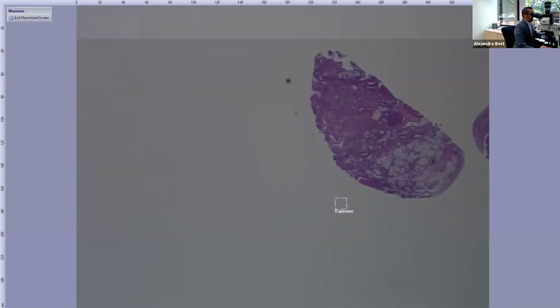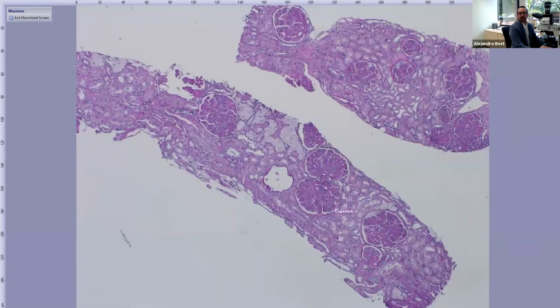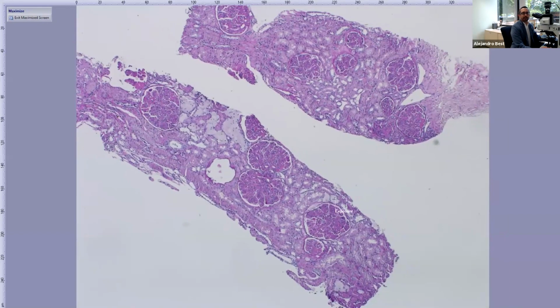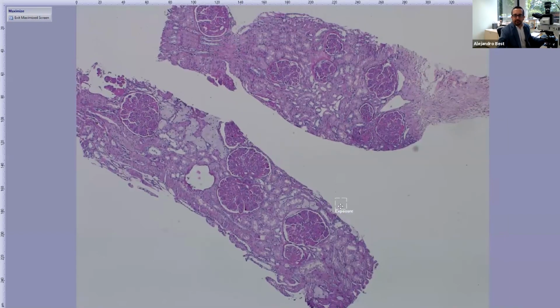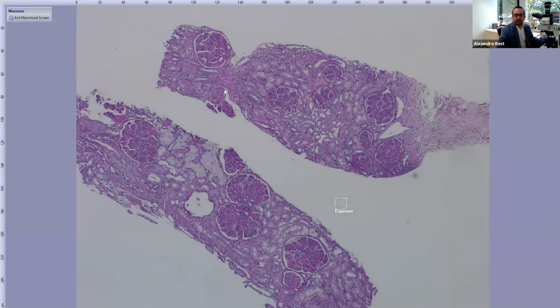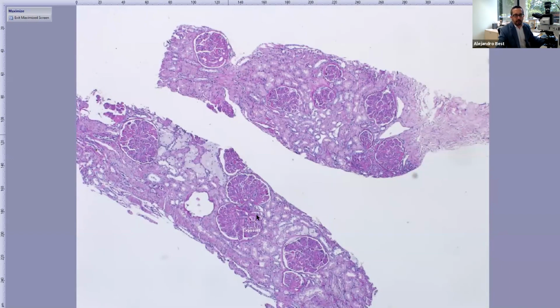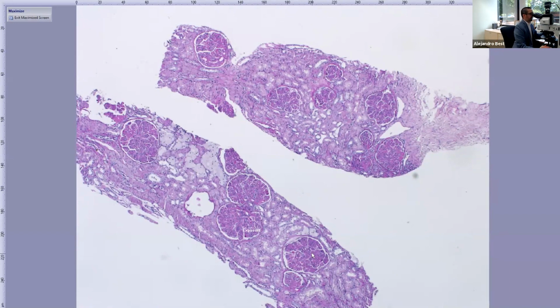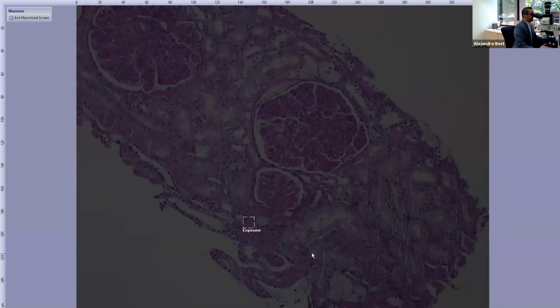So I'm going to start with a PAS stain. The PAS is really good for this pattern of glomerular injury. And even from this power, I hope everyone can appreciate that this is a very abnormal kidney. The gloms are very large and they're packed with cells. And then there's stuff in the interstitium that I'll get to in a second. So let's start with the glomeruli.